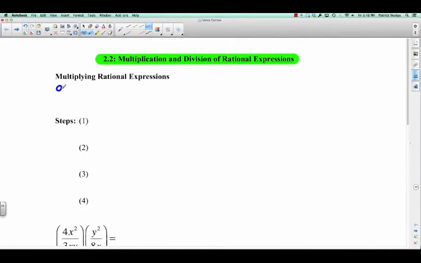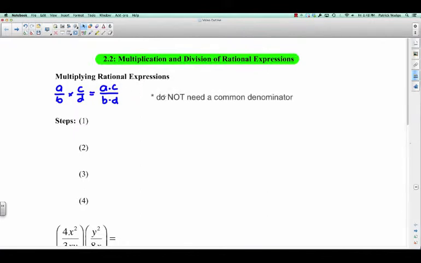Think of if you had a fraction like a over b and you multiplied it by a fraction c over d. How would you do that? Well, it's quite simple, isn't it? You just multiply the two numerators together, so you get ac, and you multiply the two denominators together, so you get bd. And the wonderful news about multiplying rational expressions, or multiplying fractions for that matter, is that you do not need a common denominator. That's good news. You do not need a common denominator.